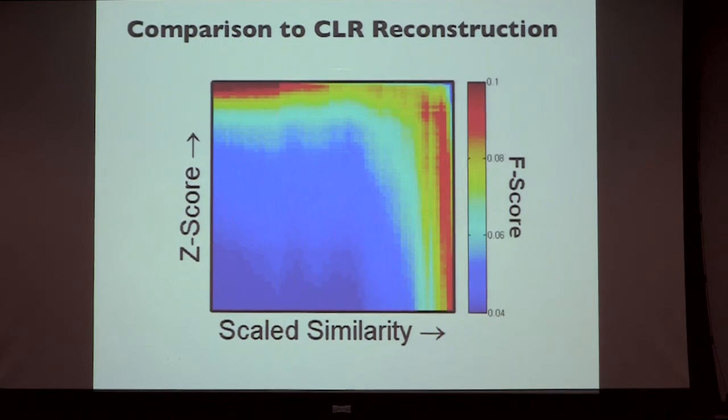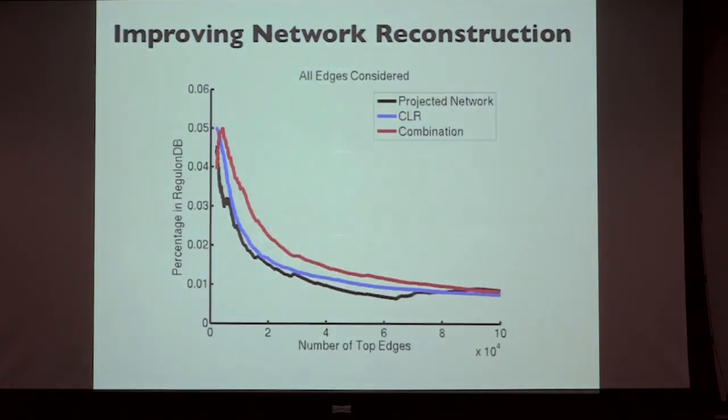So at high Z-score, I have higher inference power, and at high scaled similarity, and these are very different sets of edges. Actually, there's not a lot of overlap between what we infer and what is inferred through the high throughput procedure. So what this means is that you can improve network reconstruction algorithms by simply doing a combination of these two approaches.